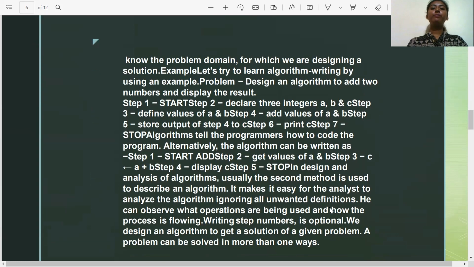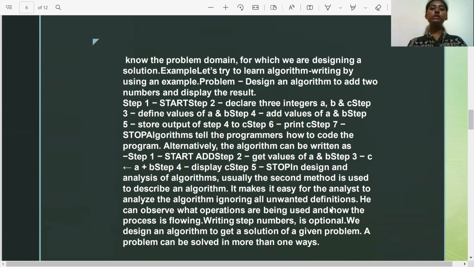Know the problem domain for which we are designing a solution. Example, let's try to learn algorithm writing by using an example problem: design an algorithm to add two numbers and display the result.